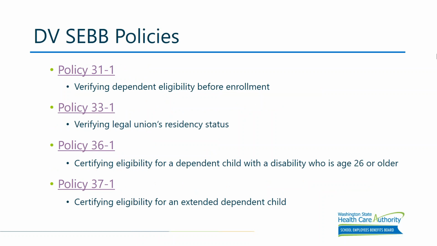There are also numerous policies regarding verifying dependents and dependent eligibility. So we have Policy 31-1, verifying dependent eligibility before enrollment. Policy 33-1, verifying legal union's residency status. And then two additional regarding certifications.